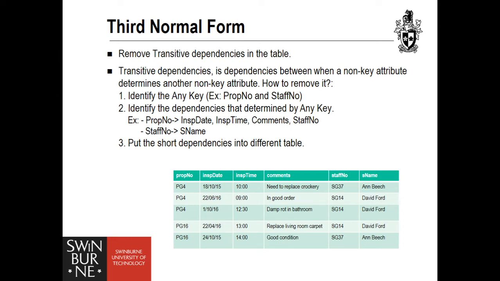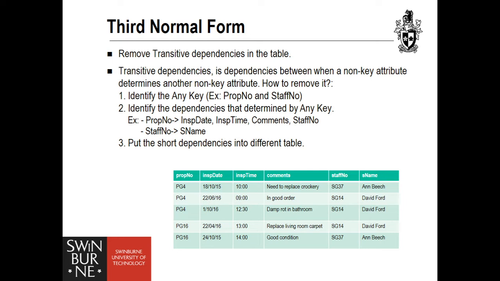What is third normal form? Third normal form is about removing transitive dependency in the table. Okay, what is transitive dependency? Basically, it's a dependency where a non-key attribute determines another non-key attribute. How do we deal with it? Okay, there are 3 steps, same as the previous one, but in this case it might be a little bit different.